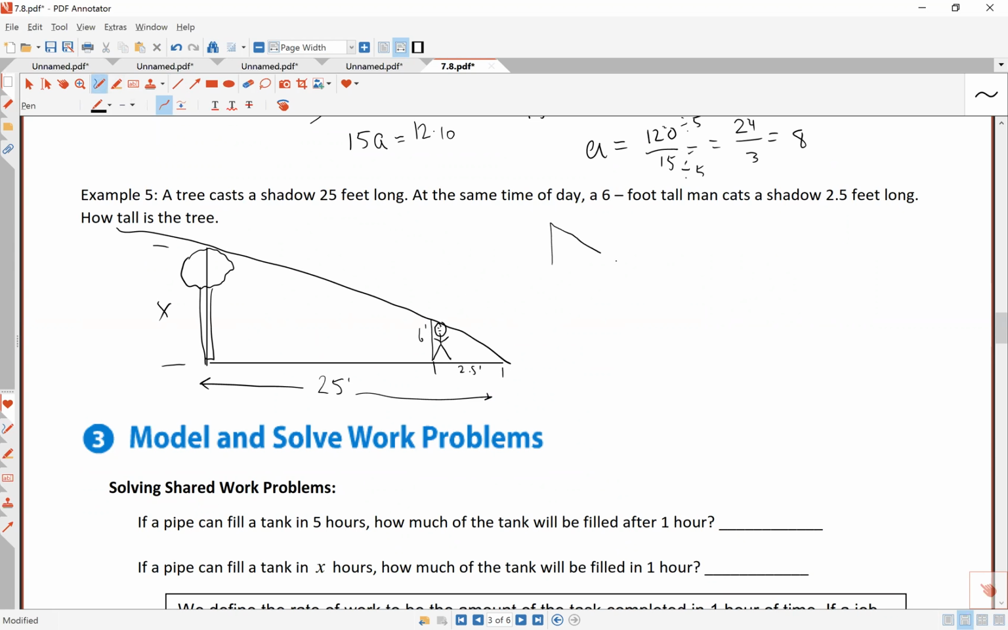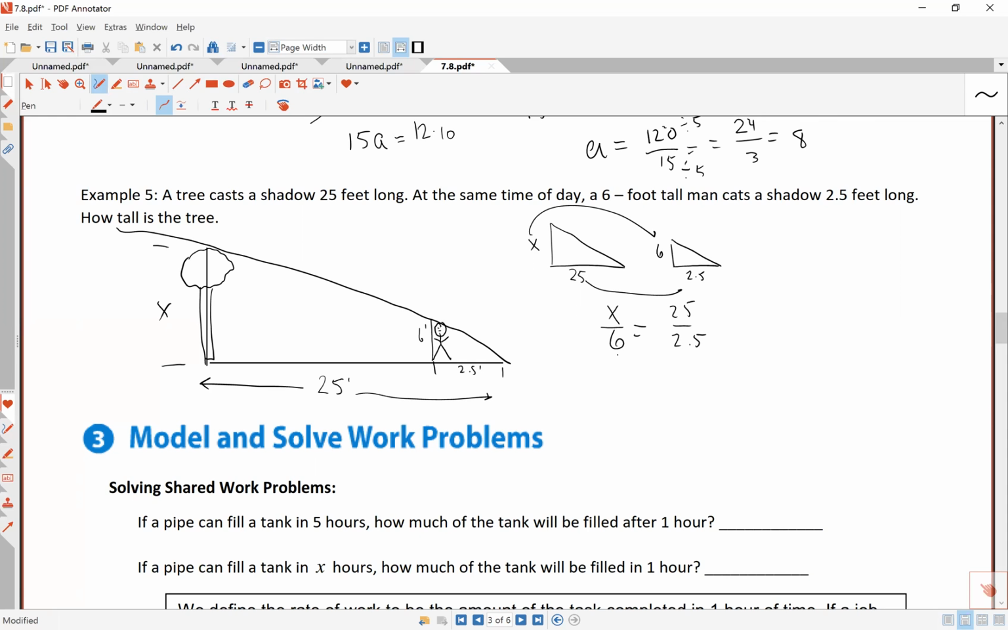So we have the triangle formed by the tree, and we have the triangle formed by the person. The tree's shadow is 25 and the tree is X. The person's shadow is 2.5 and the height is 6. So the ratios of corresponding sides are equal, or every side is in proportion. So we take the ratio of corresponding sides. X is to 6 as 25 is to 2.5.